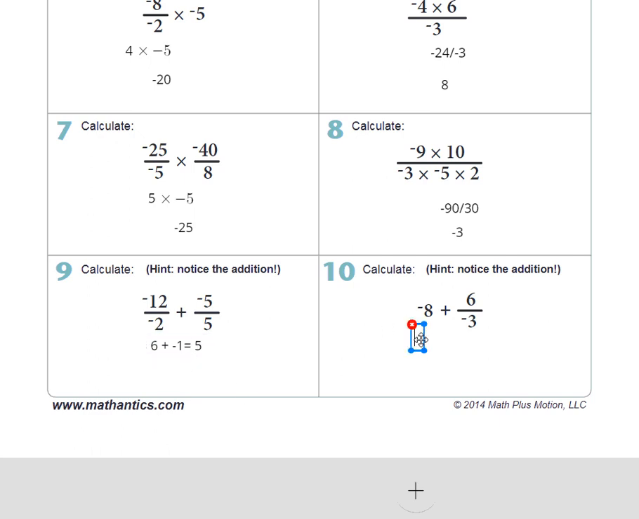And finally, negative 8, I'm just going to keep that one, plus 6 divided by 3 is 2, and 1 negative in the problem gives me a negative answer, so negative 2. And as I recall from before, a negative plus a negative, I add them but keep the sign, so negative, and 8 plus 2 is 10. Negative 10 is the answer.